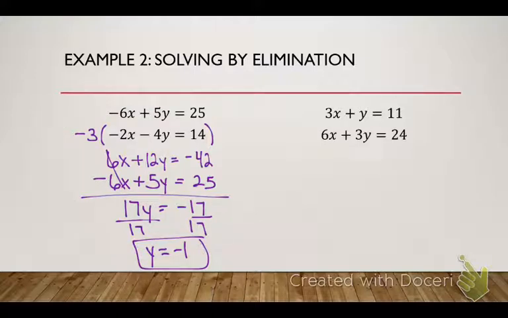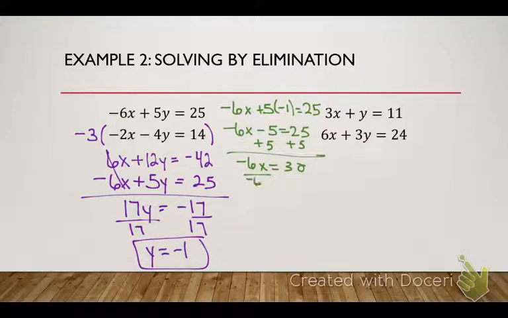Plug it back in. So negative 6x plus 5 times negative 1 equals 25. All right, now go ahead and solve for x. Add 5 to both sides. We've got negative 6x minus 5 equals 25. So add 5 to both sides. And negative 6x equals 30.